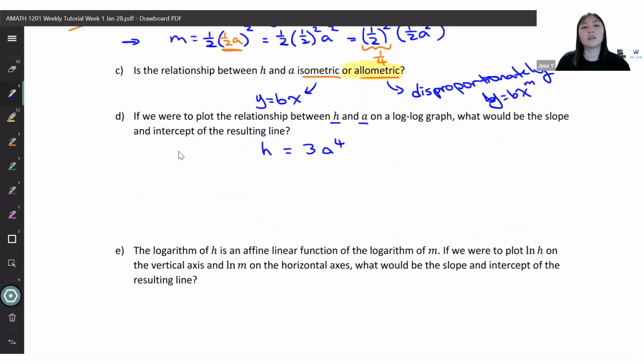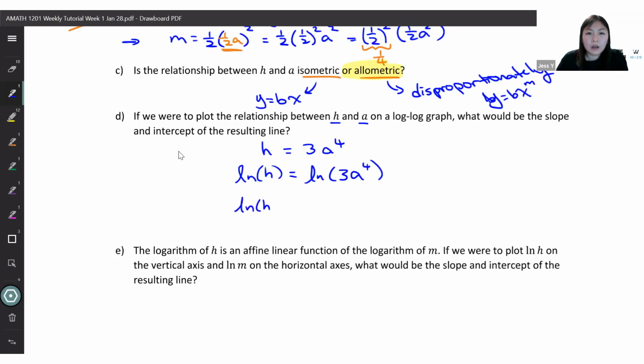Then I'm going to take the log or ln of both sides. We usually just use ln. It's more natural, get it? Because it's the natural log. So we take the ln of both sides, and we get this. This doesn't really look like y equals mx plus b, but we can use our ln rules or log rules to separate this to make it look more like y equals mx plus b.